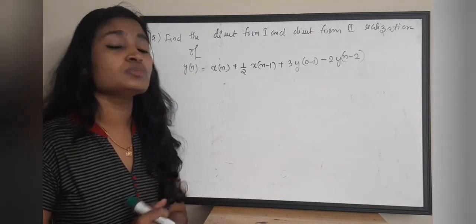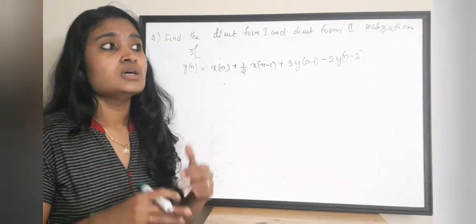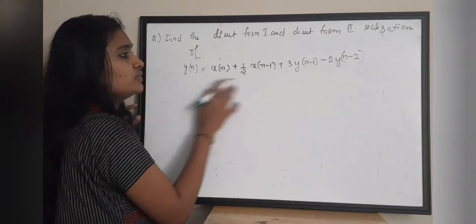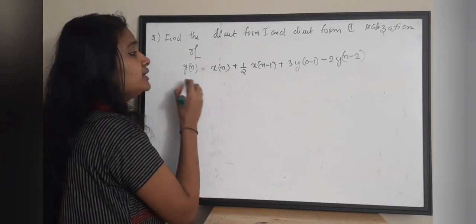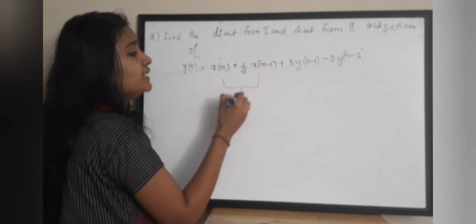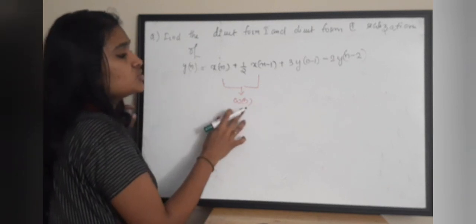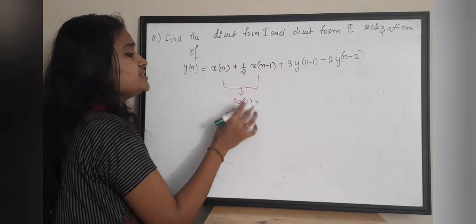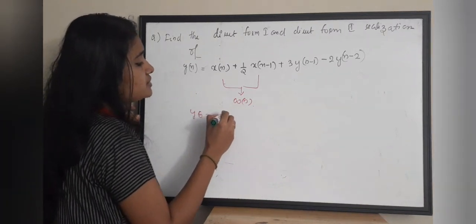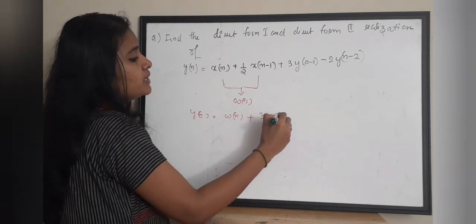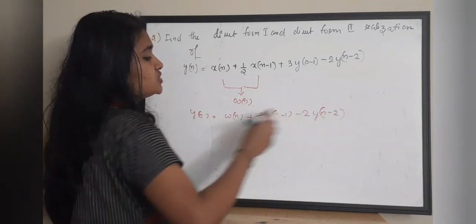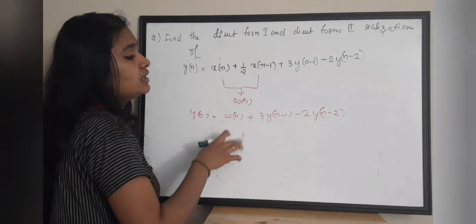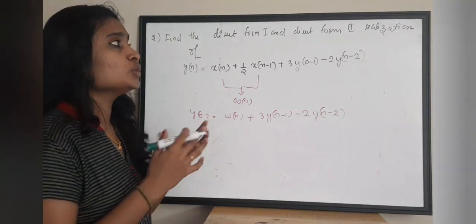Now you need to do the direct form 1 and direct form 2 realization of the IIR filter. First we will talk about how to do the direct form 1 realization. In direct form 1, you have a y of n. First take the x of n terms together and take an intermediate variable w of n, which represents the equation for your x of n terms. Then y of n can be written as w of n plus 3y of n minus 1 minus 2y of n minus 2. First you need to realize this w of n, then realize the rest and club both.